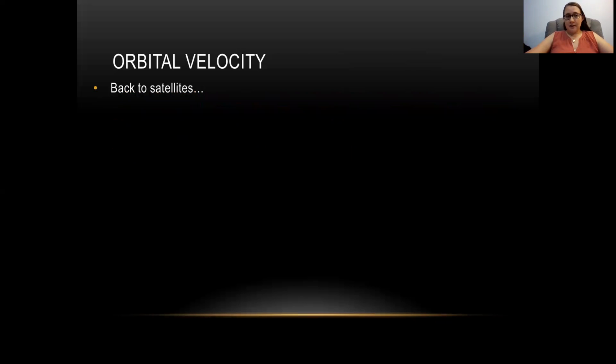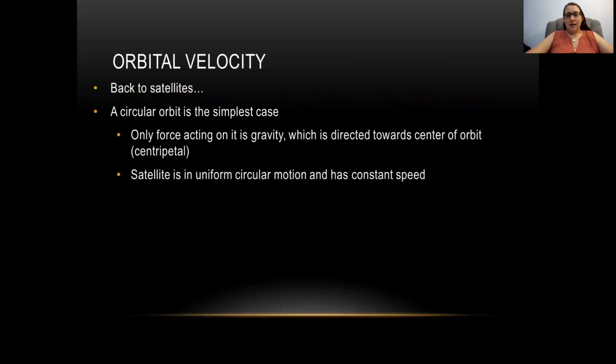All right, so again, thinking about satellites, a circular orbit is always the simplest case. If we're trying to put something into orbit, not escape from an orbit, a circular orbit is always going to be the simplest to think about. This means that the only force acting on it is gravity, which is directed in towards the center of the orbit. And so we're dealing with a centripetal force. And since we have a circular orbit, that means the satellite is in uniform circular motion. So at no point in its orbit would it be moving faster or slower than another point. It's moving at a constant speed in a nice circular manner.